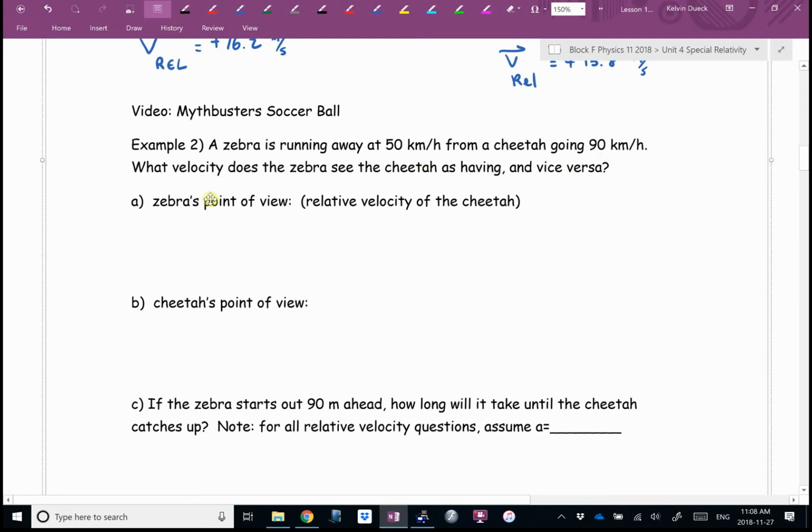So from the zebra's point of view, velocity of the cheetah relative to the zebra, looking over its shoulder, sees the front part of the cheetah getting closer and closer and closer. So as far as the zebra is concerned, the cheetah has a positive velocity, but not 90. What would the zebra see the cheetah as traveling? 40.